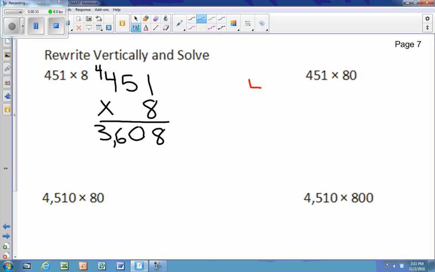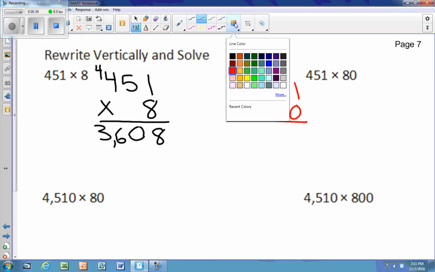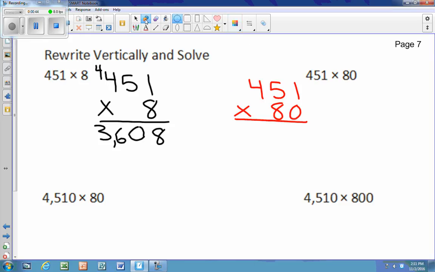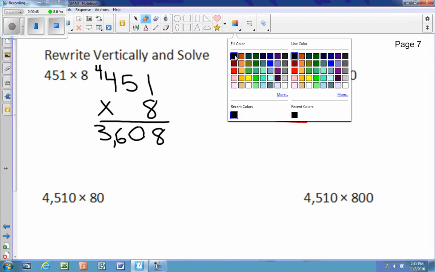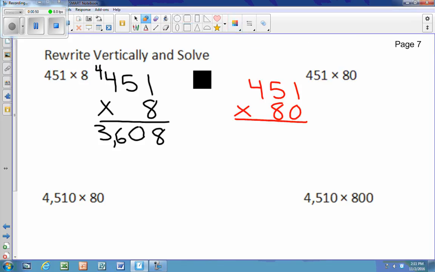So I'm going to rewrite 451 times 80. I always put the number with the most digits on top. The first thing that I'm going to do is cover up that 0. So I'm going to take my box and cover up that 0. You can do that with your hand. Next thing I'm going to do is multiply 451 times 8.